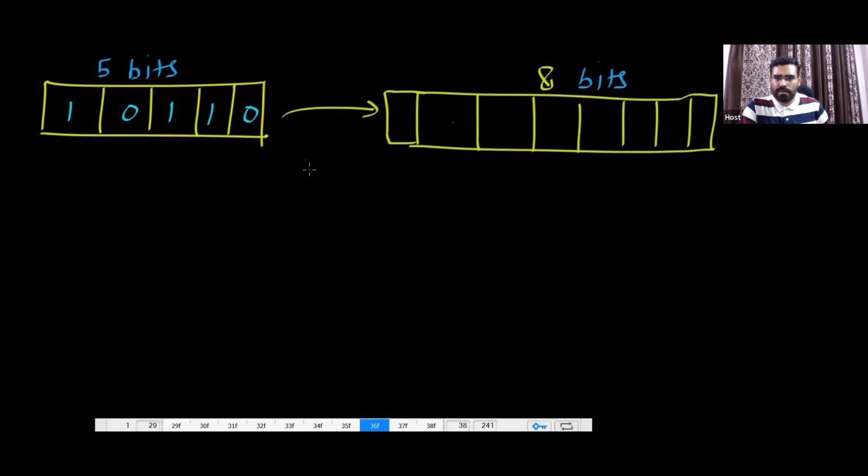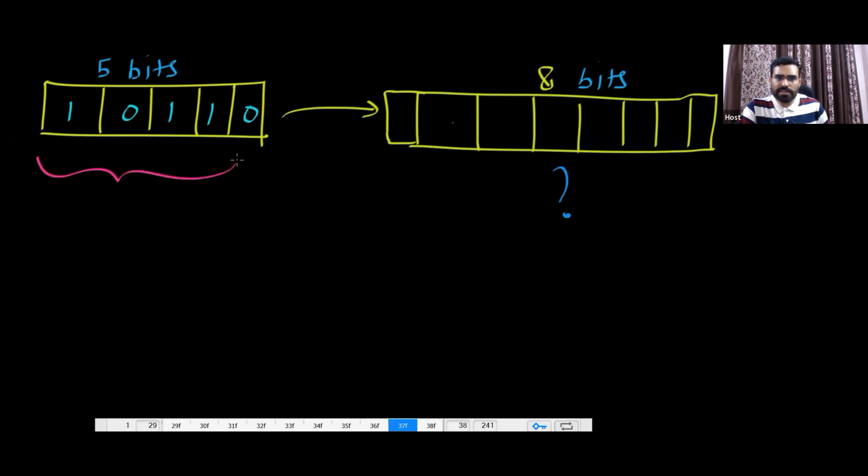Now tell me, what to do? If I have this data, then how to transfer this data into these 8 bits? What should be your question? You should ask, what is this data? Is this signed or unsigned? The first question you should ask is, what is this data? Is this data signed or unsigned?